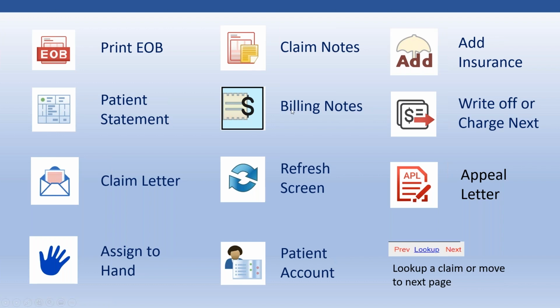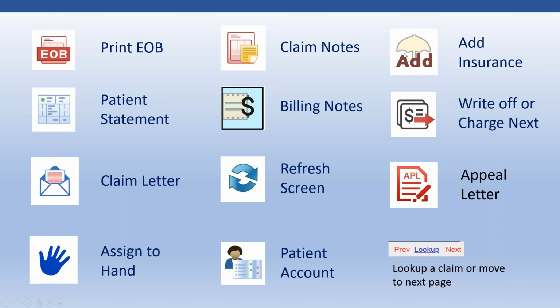Billing notes allow you to put in notes for the front office, so this would turn red if there was a note in this particular field. The dollar sign turns red, and the front office can actually view those notes. You have the refresh screen that just refreshes the totals on the screen. You can get to the patient account if you needed to verify something from the patient account. You can do that right from the remit screen.